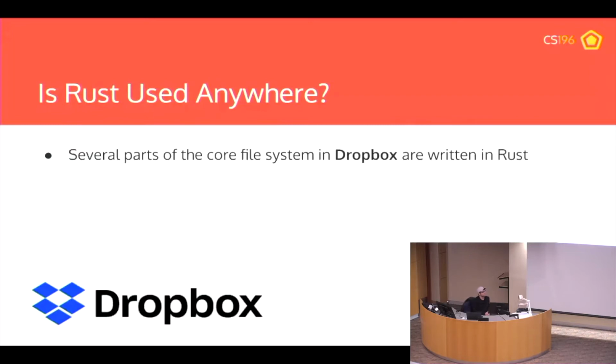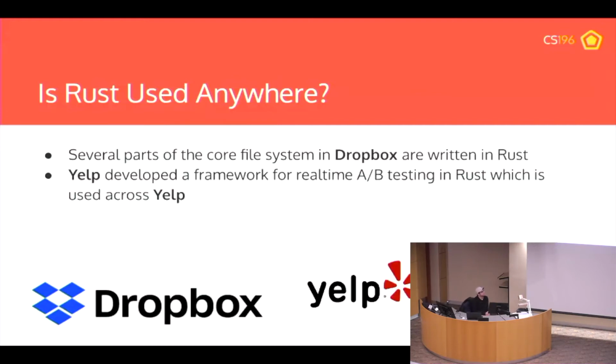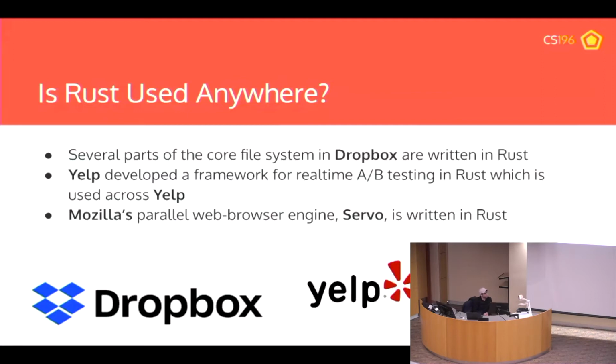So is Rust used anywhere? Well, yes, Rust is used a lot, actually. So several parts of the core file system in Dropbox are written in Rust because it's highly efficient and very safe. Yelp developed a real-time A/B testing framework in which Rust is used, and that's used all over Yelp for their web applications, their mobile apps, etc. And Mozilla's parallel web processor engine Servo is also written in Rust because of the easy and safe concurrency.